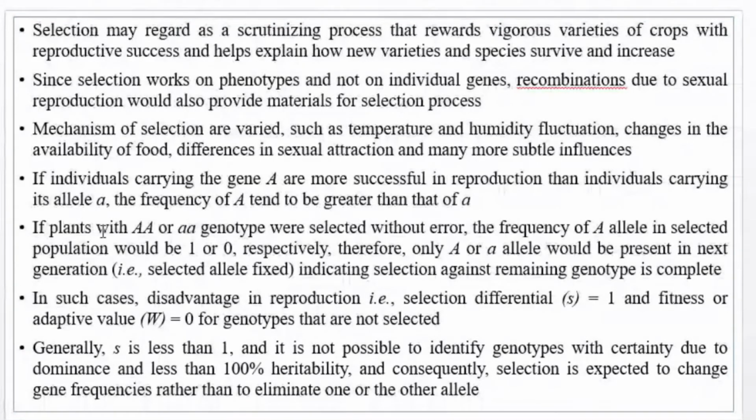So if plants with homozygous dominant or homozygous recessive genotypes were selected without error, the frequency of the allele in the selected population would be 1 or 0 respectively. Therefore, only A or only a allele will be present in the next generation, that is, the selected allele is fixed, indicating selection against the remaining genotype is complete.